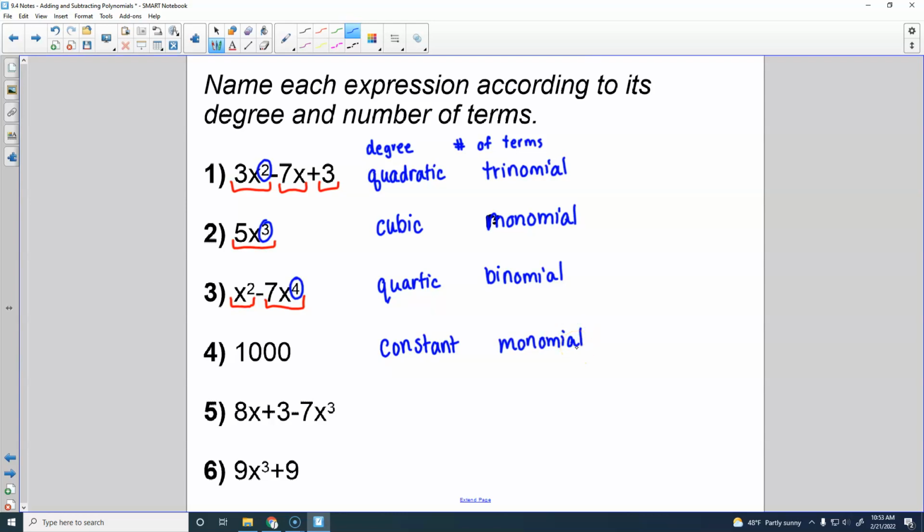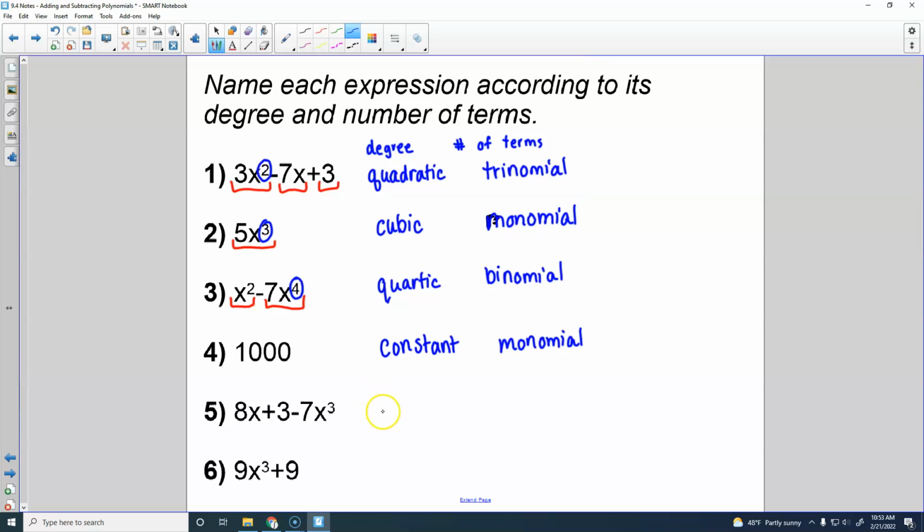We don't use that prefix mono as often as we use bi and tri, which show up a lot. Like the monorail at Disney World has one rail there in the middle.